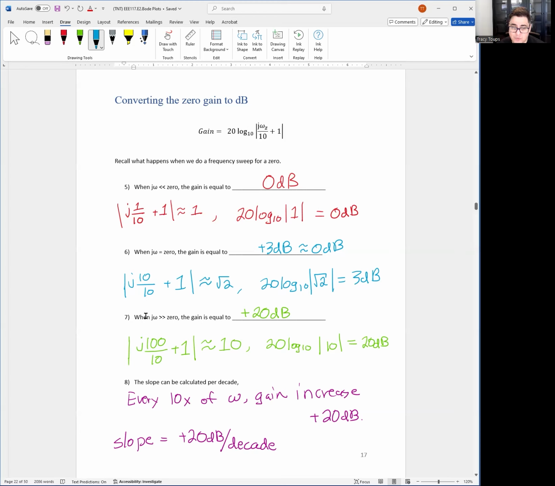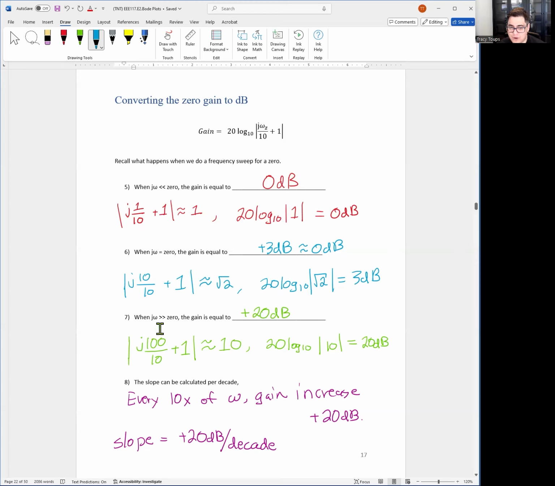So let's see what happens when jω is greater than 10. We're going to start seeing some gains. So again, what's a good point? Well, let's go from 10 to 100. So j100 over 10 plus 1, the magnitude of that is equal to 10. 20 log base 10 of 10 is 20 dB. So you get a positive 20 dB. So it's a very big jump from this 3 dB to 20 dB. And so after that, you're going to get exponential gain.